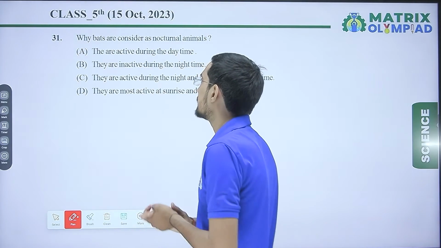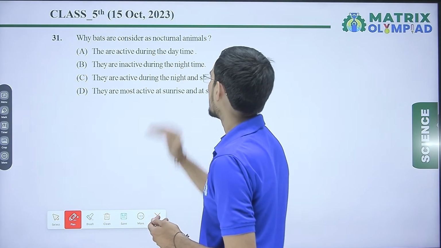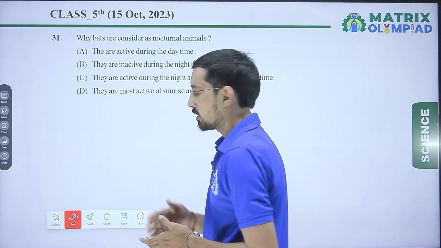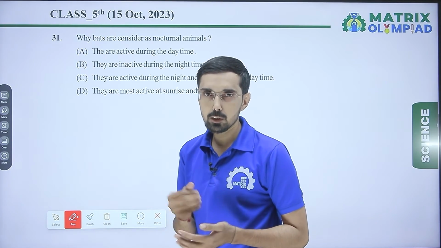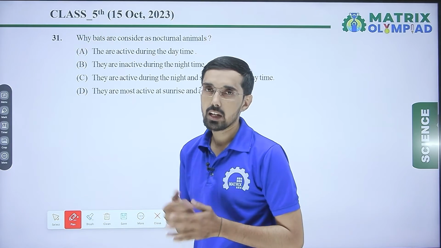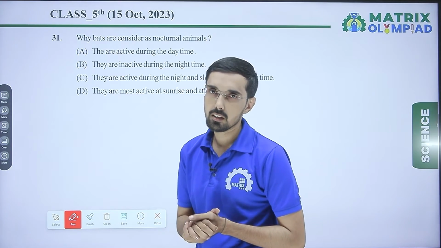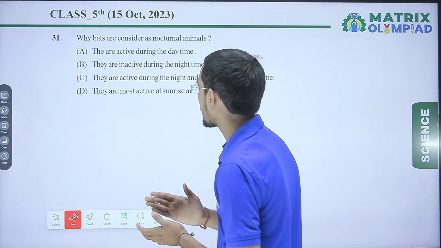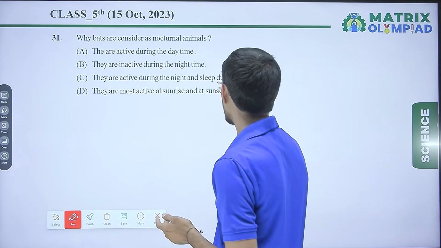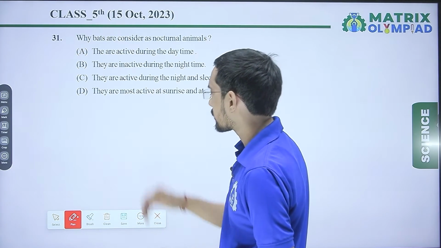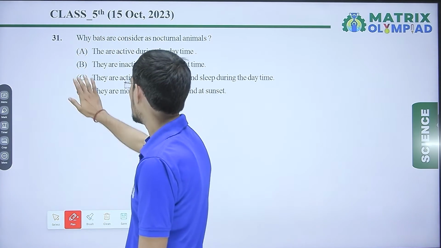Our first question is, why bats are considered as nocturnal animals? Nocturnal animals are those animals which are active during the night time and inactive during the daytime. So our correct option will be they are active during the night and sleep during the daytime. So our correct option will be option C.